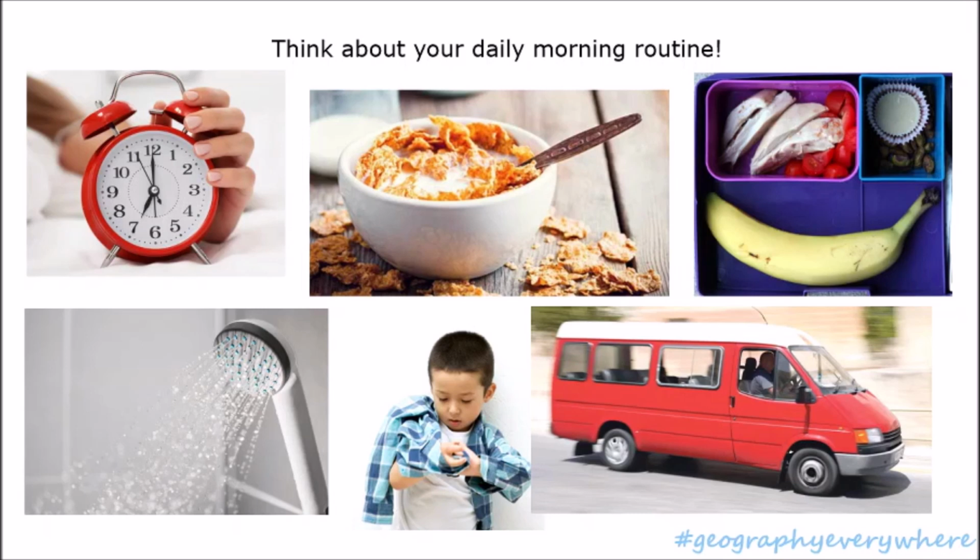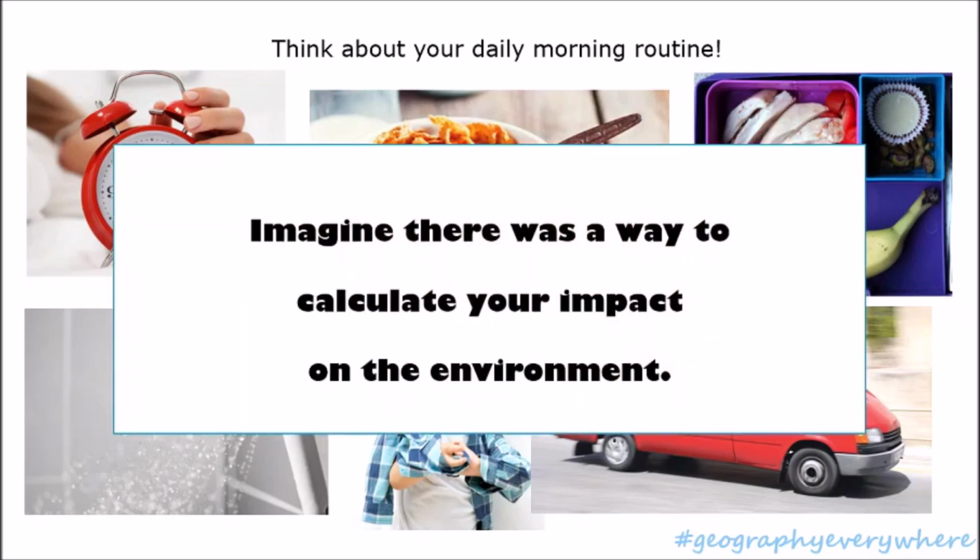Think about the fuel that car or minivan is using. So all these different activities, just in the first hour of the morning, are using up different types of energy. They've been made in different ways. Some of them are using different types of fuel directly, such as the van. Every time we use something, every time we eat something, every time we travel, we make a tiny impact on the environment. Wouldn't it be interesting? Imagine there was a way to calculate your impact on the environment.